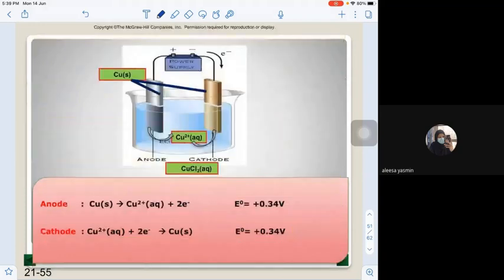So this is just to conclude. If we have aqueous copper chloride as the electrolyte, the product from the anode will be Cu2+ ion, so it will increase the concentration of Cu2+ ion back. And what happens at the cathode is the Cu2+ ion from the electrolyte will be reduced, turning to Cu solid.